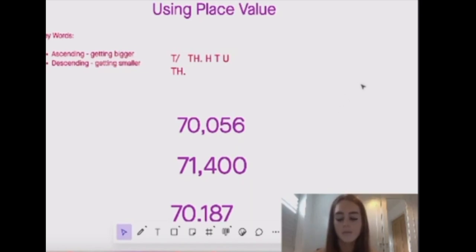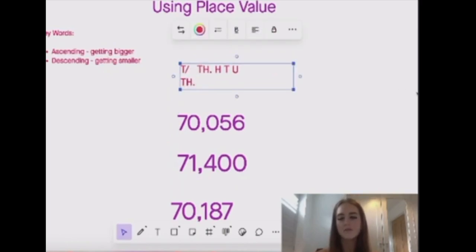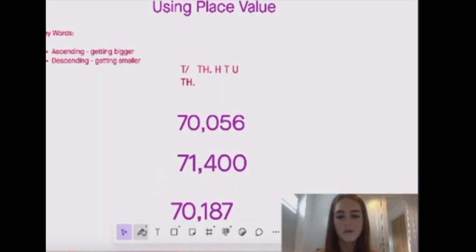So here we've got 70,056, 71,400 and 70,187. And as you can see, I have put the place value columns here. If you need any help with place value, you can have a look at our previous video too. So we have the units, the tens, hundreds, thousands and tens of thousands.